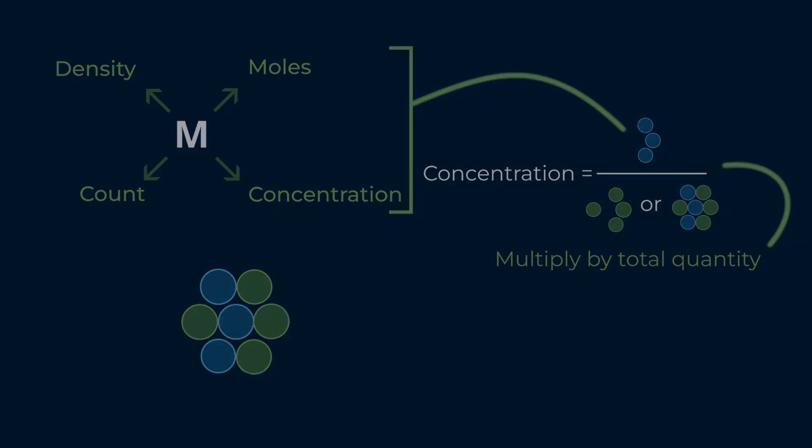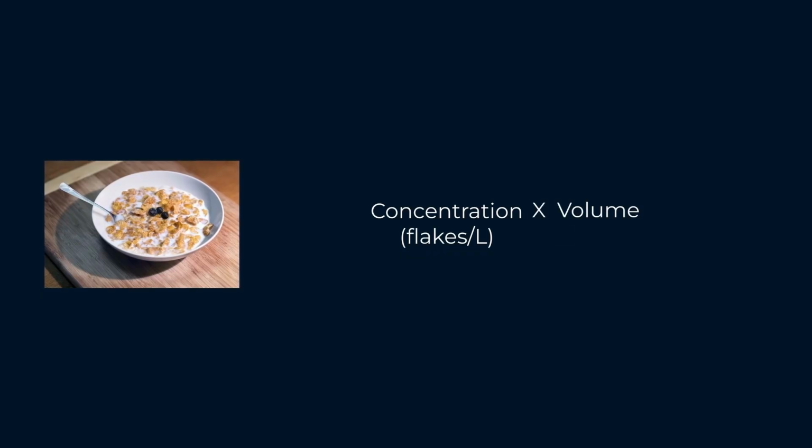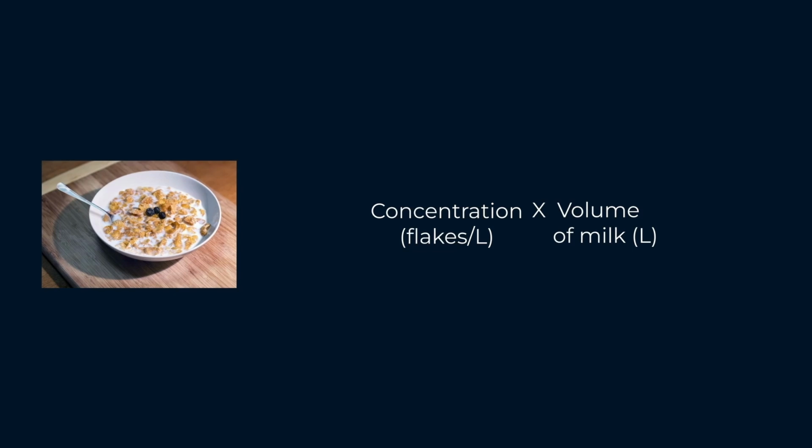For example, if we want to calculate the mass of cornflakes in a bowl of milk, when the concentration is given in number of flakes per liter of milk, we multiply the concentration by the volume of milk in the bowl in liters to obtain the total number of flakes in the bowl. And then, we multiply the number of flakes by the mass of one flake to obtain the total mass of cornflakes in the bowl.